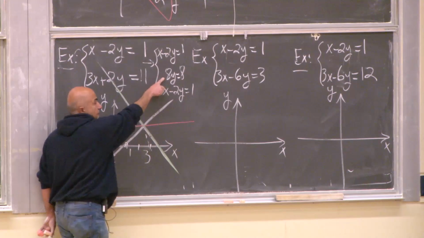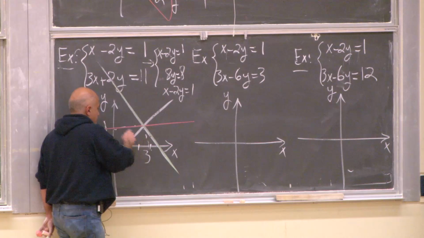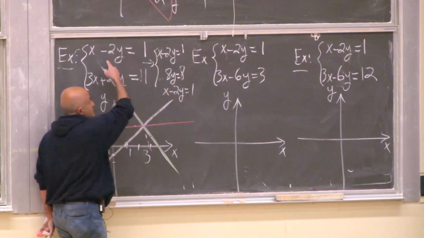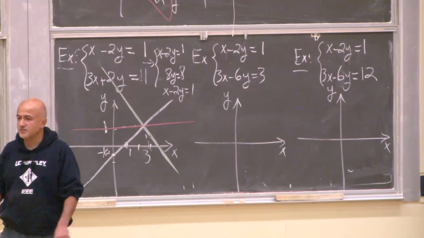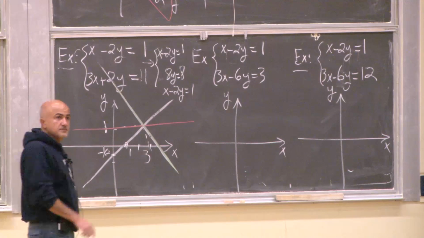So whether you're looking at the upper triangular form of the equations, the solution is exactly at 3, 1, which is what it was if you were to draw the equations of the lines corresponding to the original equations. Okay? Any questions on that?